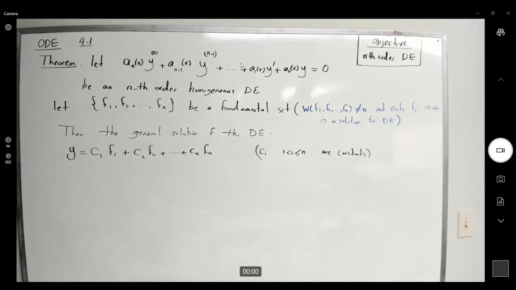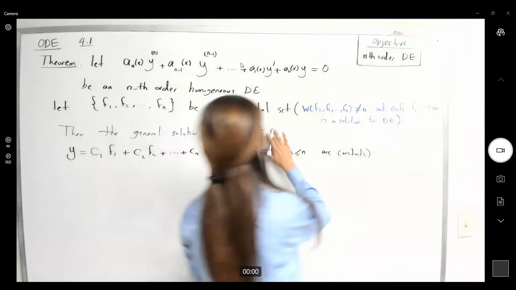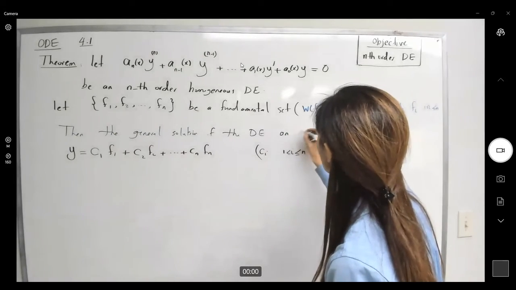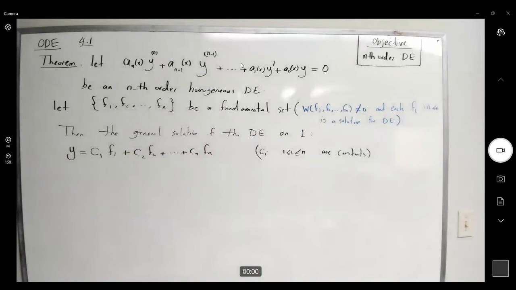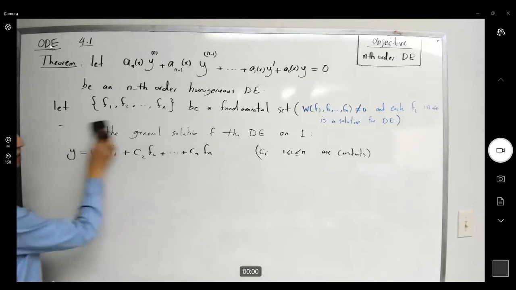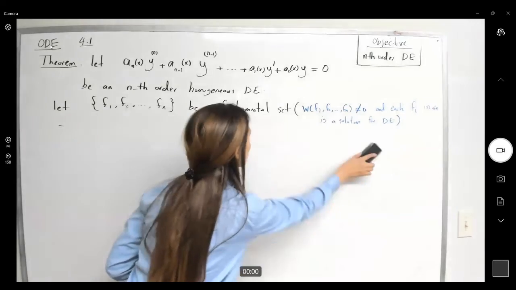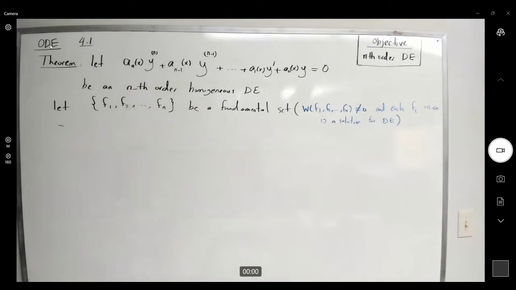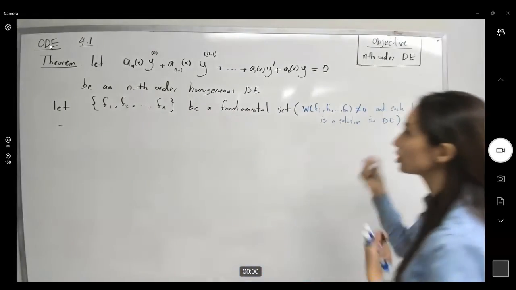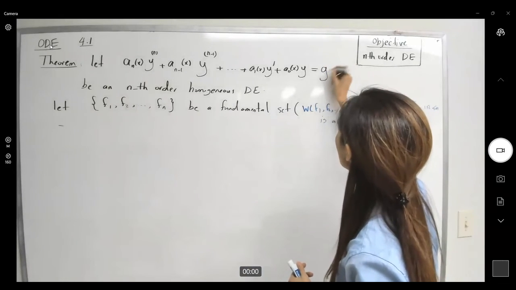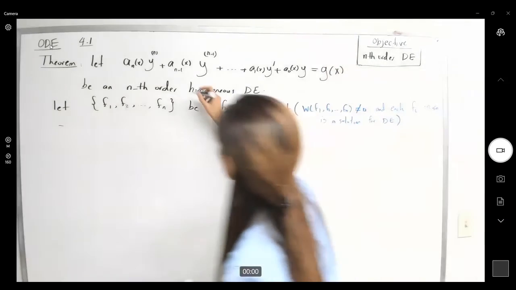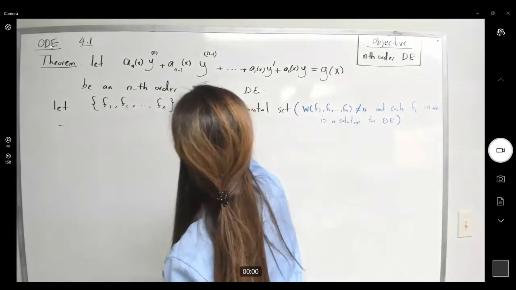Don't forget your interval as well. On the interval, there you go. So suppose you have this case. You have a differential equation, an nth order linear homogeneous differential equation. Now we're going to make it non-homogeneous.